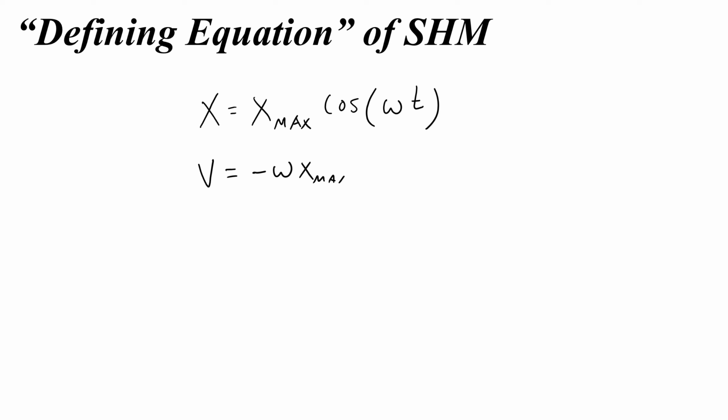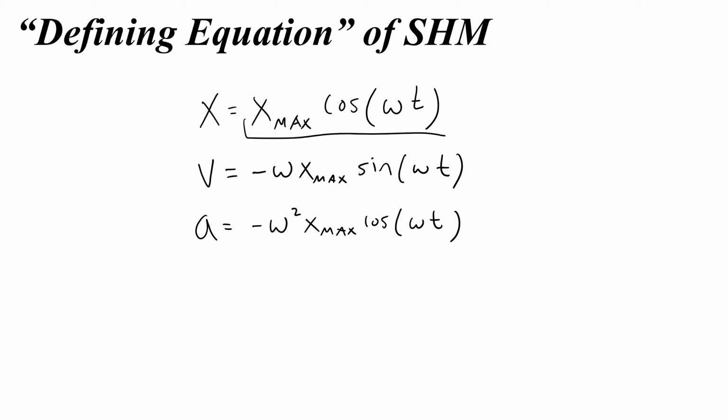The defining equation of simple harmonic motion, if you remember, comes from the position equation, where x max is our amplitude, cosine is our function, and the angular frequency omega times time is in the argument. When we take the derivative, we get the velocity, which is negative omega times x max sine omega t. And when we take the derivative again to get the acceleration, we get negative angular frequency squared times x max cosine angular frequency times time.